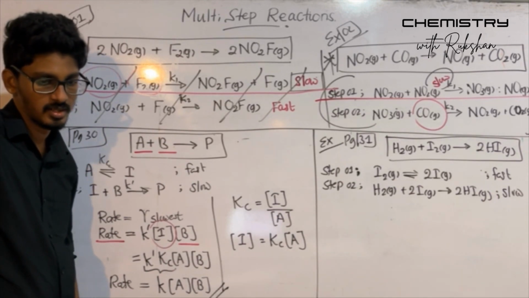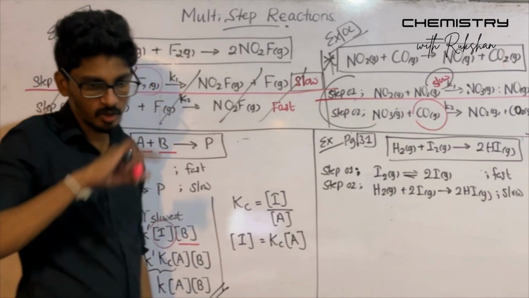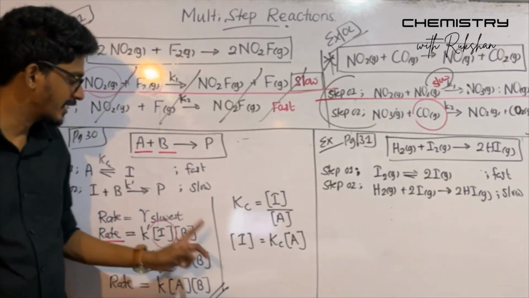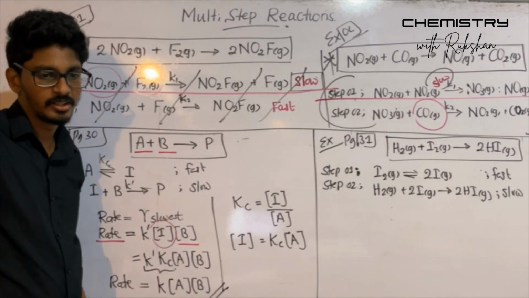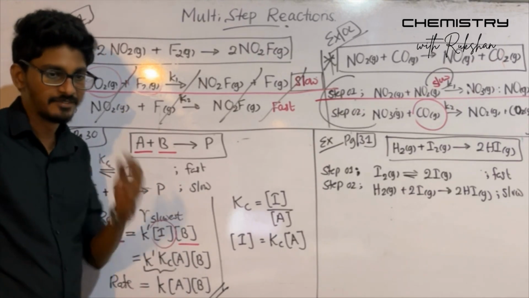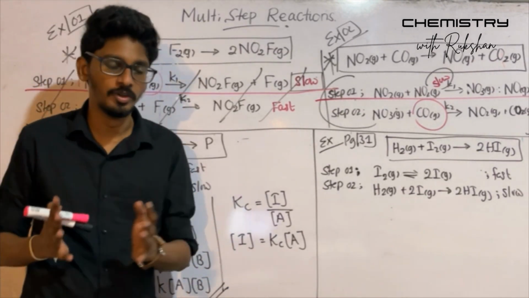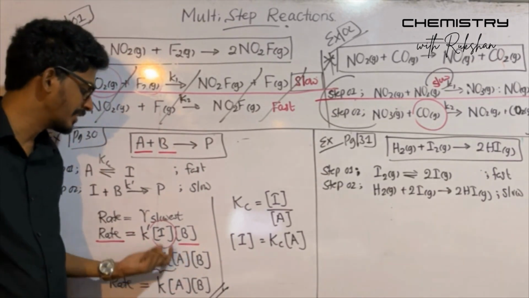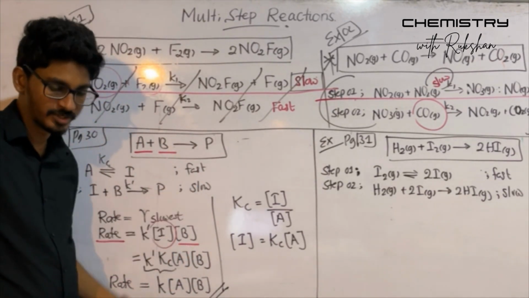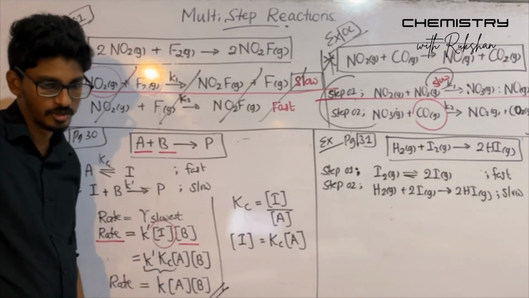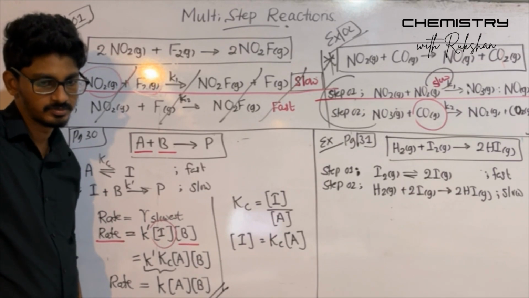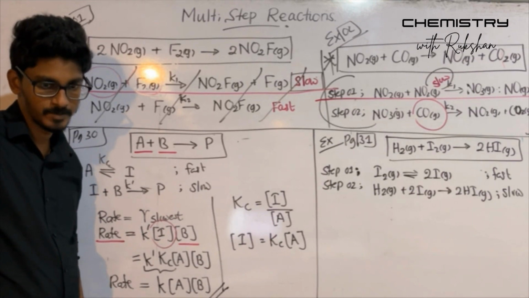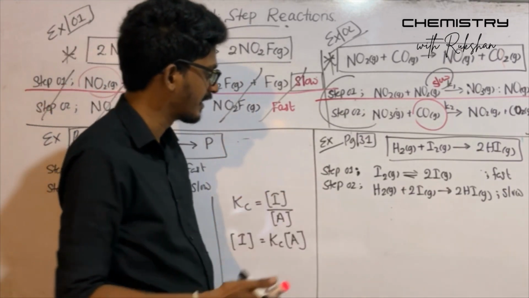Right? So that is how we get rid of intermediates if they appear in the rate of the slow step. If the rate of the slow step comes up with some intermediate terms, we have to get rid of those for the overall reaction's rate law. We can get rid of those things with the use of Kc. Right? Let's do the same thing for this one as well.